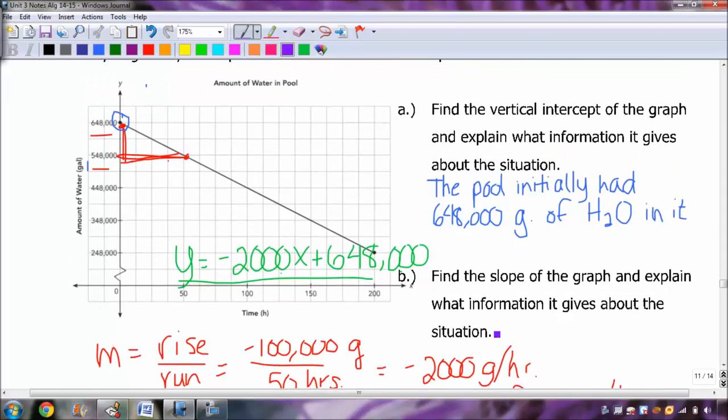So notice how I used this as my starting point and this as my ending point. I want to show you what happens if I use a different starting and ending point. So let's say that I used this as my starting point and this as my ending point, okay? So then when you do this right here, here's my slope triangle. So you're going to figure out your rise and your run, all right? And hopefully you can figure that out.